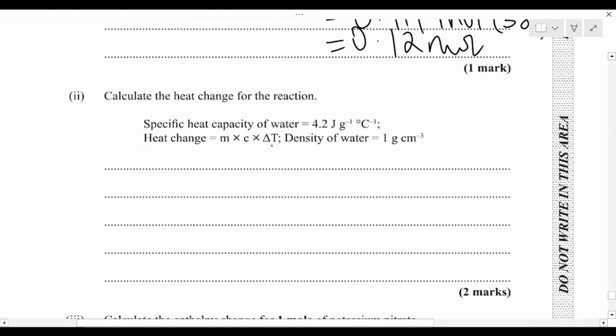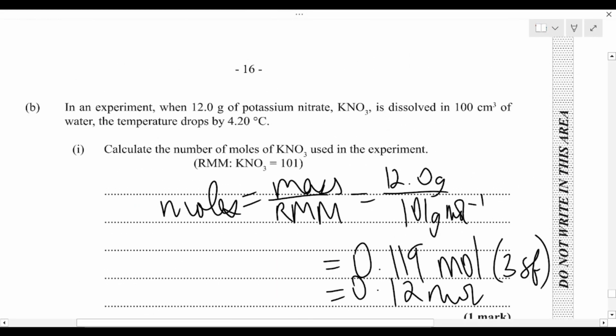Calculate the heat change of the reaction. So we know that the heat change is going to be mc delta T. They already give us this assumption and this assumption. So we already have the values for those assumptions. So we know that our mass is going to be that 12.0 plus 100 centimeters cubed of water.